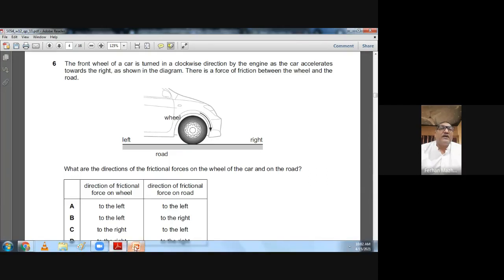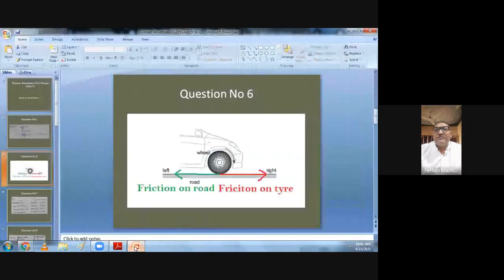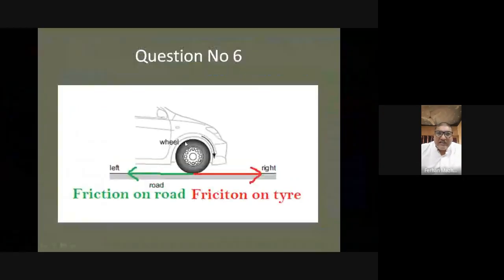Let me show you my work. I've tried to show it. You see, this tire is rotating clockwise. The car is going to the right, the tire is rotating clockwise. So here, when it touches the ground, it's trying to go in this direction. So the friction on the tire will be towards the right, and the friction on the road will be towards the left.